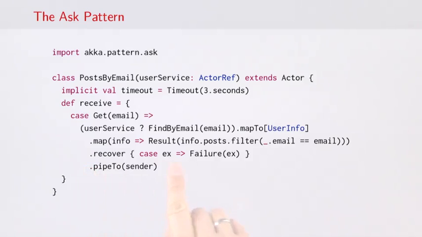The line here takes all errors which might occur and takes them, this is Throwable, this is an exception, and wraps them in a Failure message. Let's say Failure was also a message defined by posts by email. And this is done such that pipeTo always sends a normal message, so either a Result or a Failure back to the sender. Which are the pieces which can go wrong here?